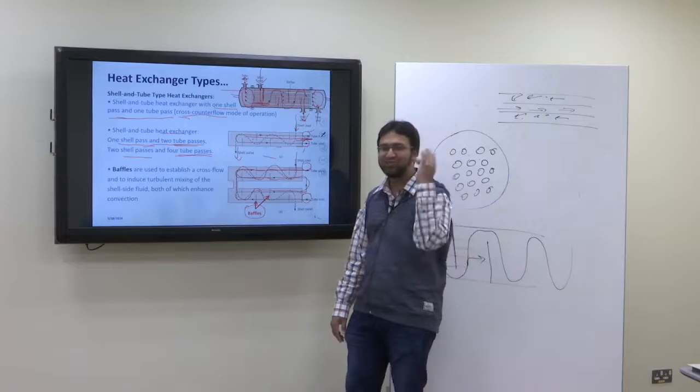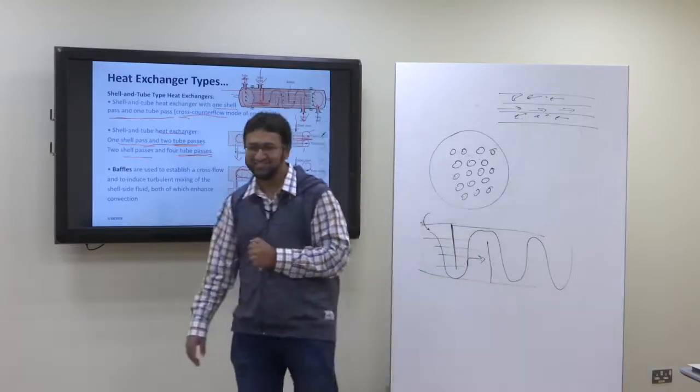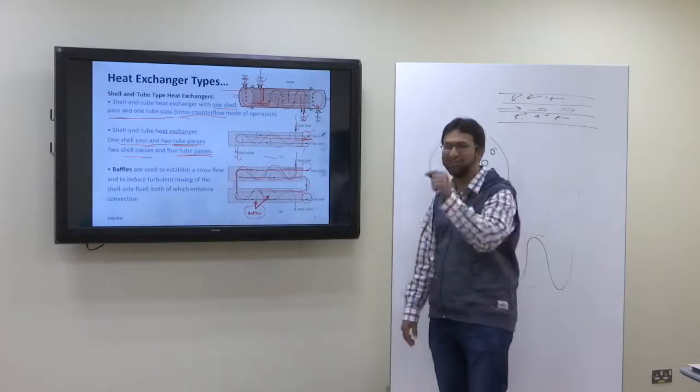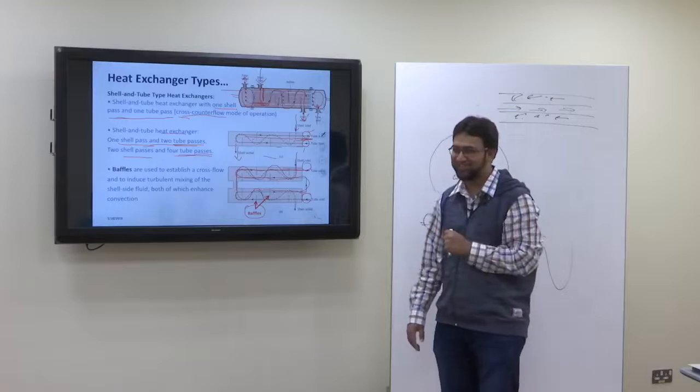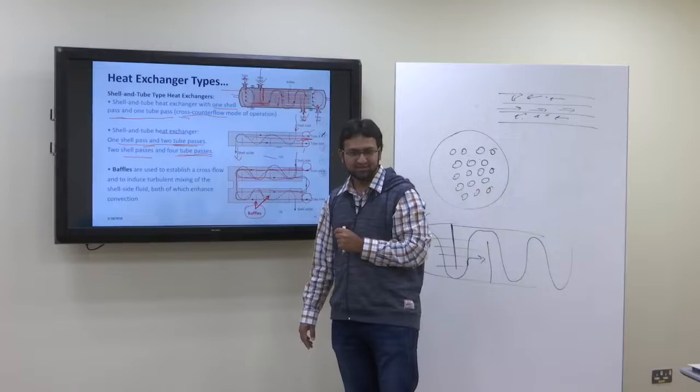So you can have 3 shell passes and 6 tube passes. Infinity, and infinity multiplied by 2 tube passes. Do you understand this? Okay.